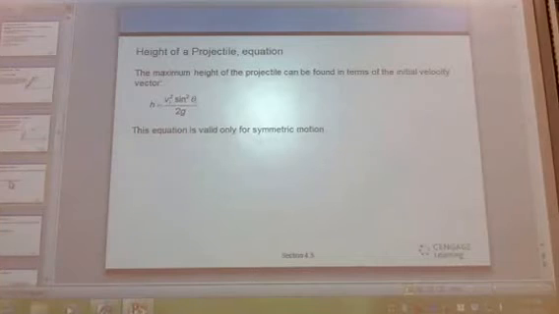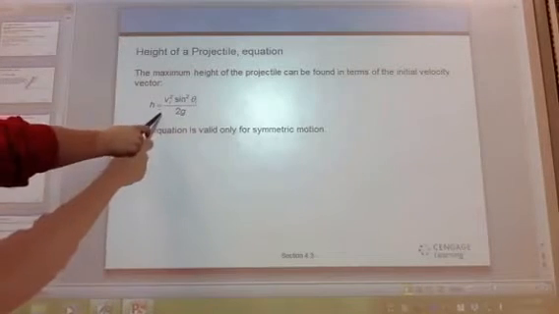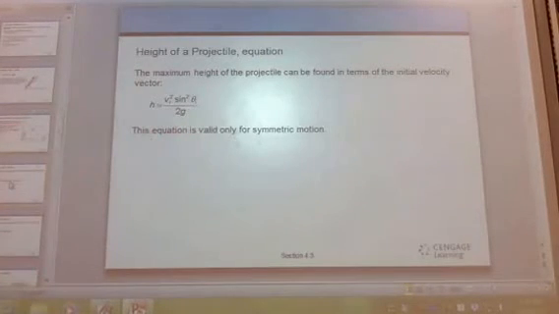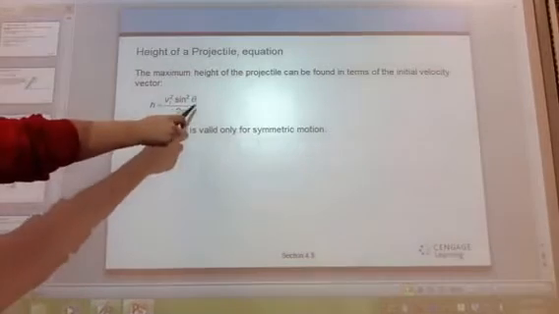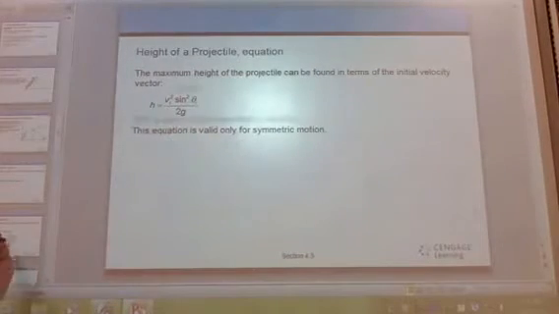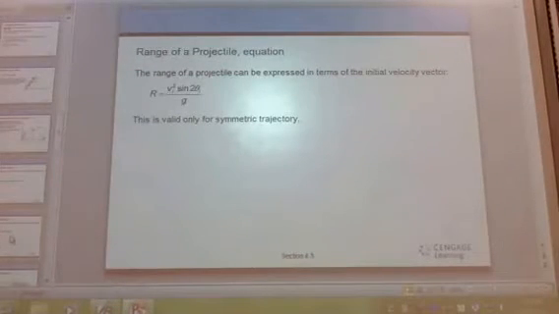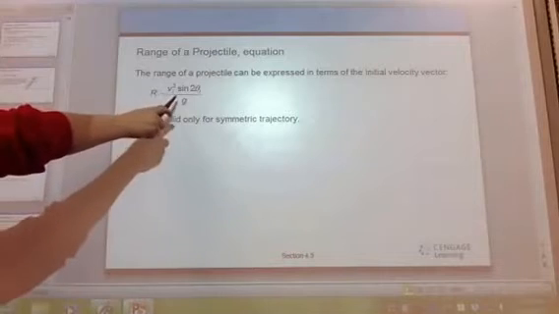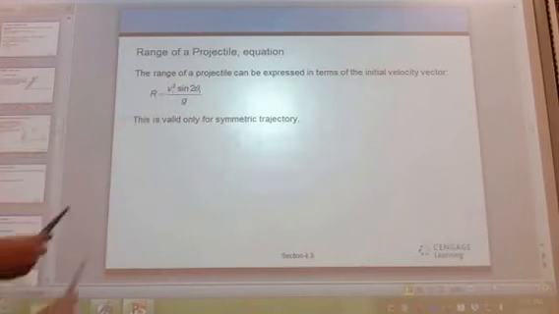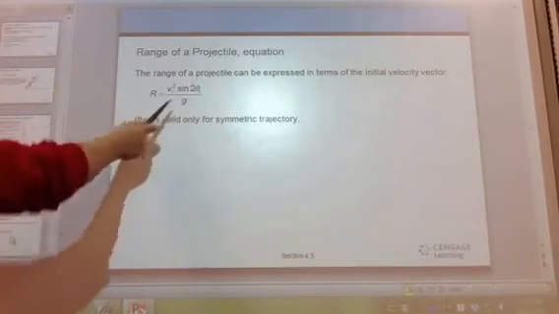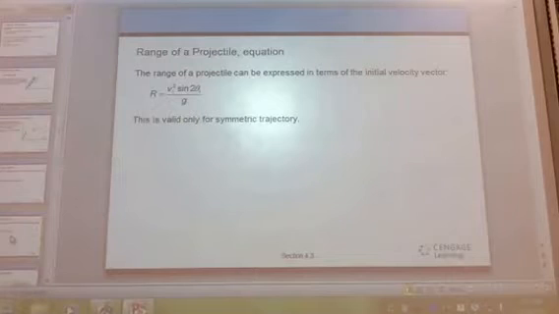So the height of a projectile we can find by using this equation here. Height is equal to my initial velocity squared times sine squared theta, and then over 2 times the acceleration due to gravity. The range of a projectile is similar. Range, or r, is equal to my initial velocity squared times sine 2 theta over just the acceleration due to gravity. And one of these we're going to derive here in just a second.